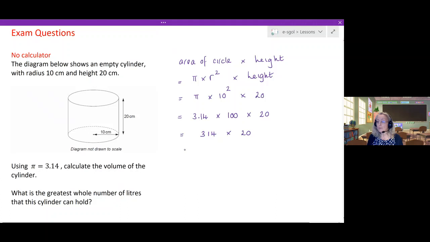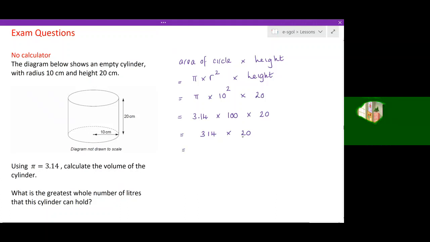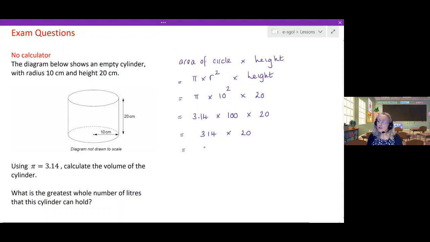The way that I'm going to do it is I'm going to change 20 into 2 multiplied by 10. So I'm going to do 314 multiplied by 2 and then multiply it by 10, because 2 times 10 is the same as multiplying by 20. So multiplying 314 by 2, I'm just going to double it. So that's 628, and then I've still got to multiply it by 10. So I've got 6,280 centimetres cubed as my answer for the volume of the cylinder.